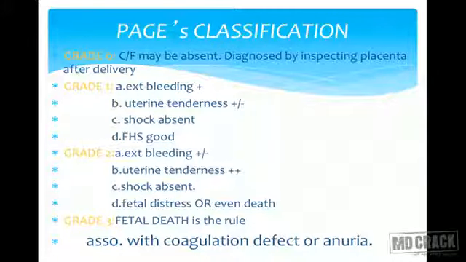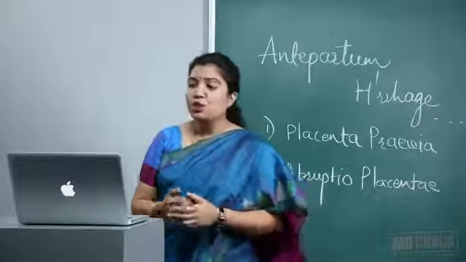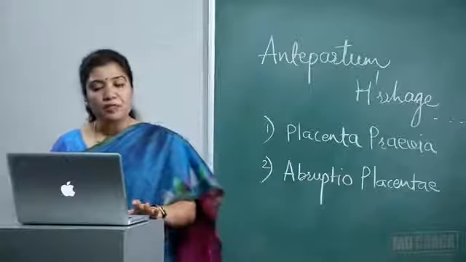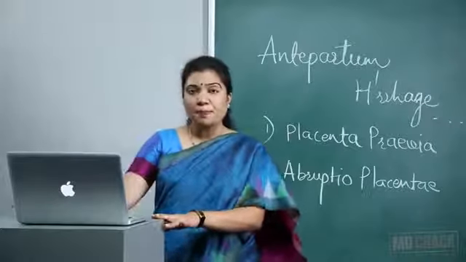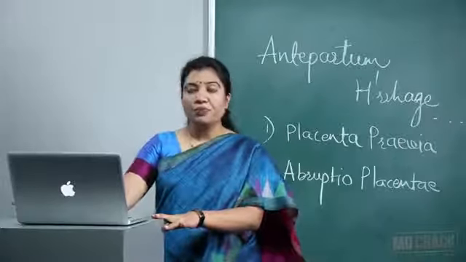Grade 0, clinical features may be just absent, and this abruption is in small quantity, this placental separation which is premature before labor, and it gets diagnosed retrospectively when you see a retroplacental clot. So diagnosed by inspecting placenta after delivery. Grade 1, where there is external bleeding present, uterine tenderness will be present or not present, shock will be absent, and fetal heart will be good.